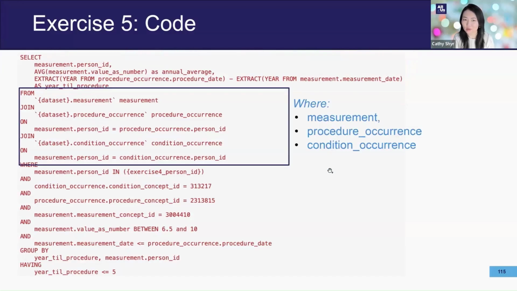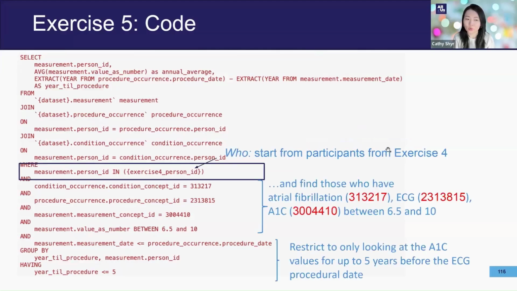Now it's the where. So this again is thinking about which tables we are looking at and then doing the merging on the person ID. So here we're looking at the measurement table, the procedure occurrence table, and the condition occurrence table. So here is where we specify. Yeah, go ahead, Yvonne.